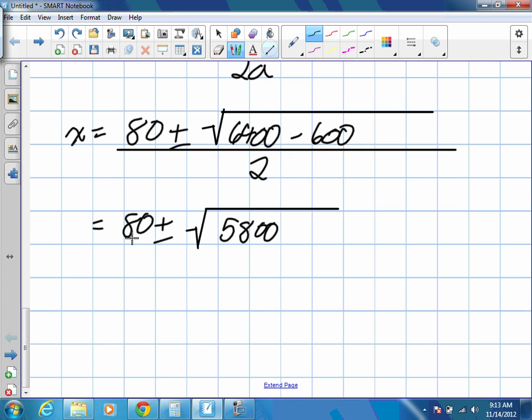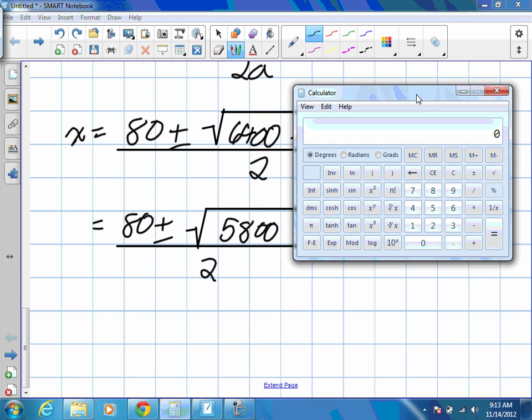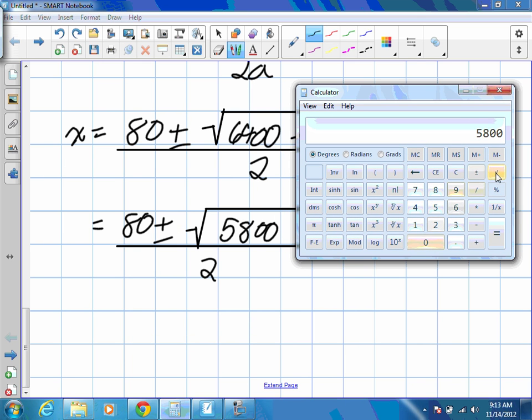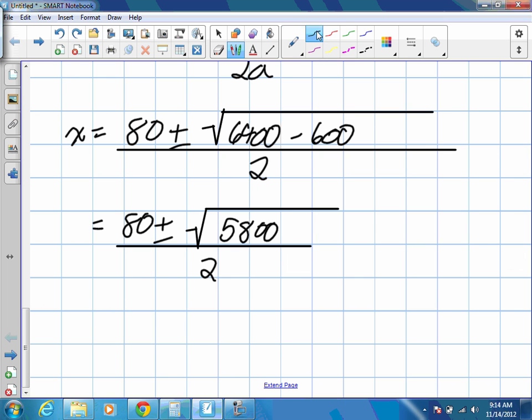Okay. The root of 5,800 is 76.15, we'll say. So I have 80 plus or minus 76.15, divided by 2.